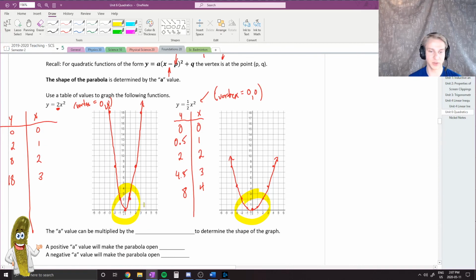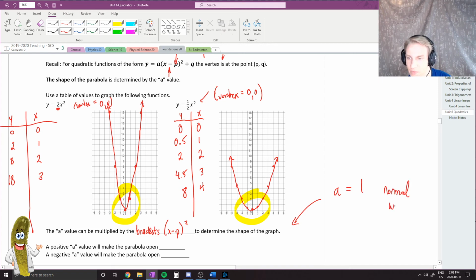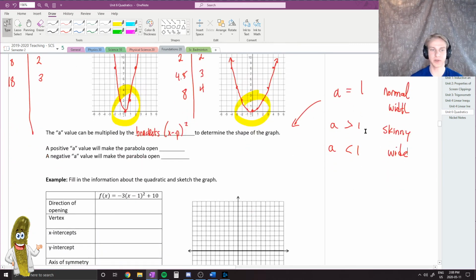The a value can be multiplied by the brackets x minus p squared to determine the shape of the graph. Basically, what we want to see is that if we have an a value equal to 1, that's a normal width. If a is greater than 1, that's a skinny graph. And if a is less than 1, that would be a really wide graph. So that's just comparatively what you can see.